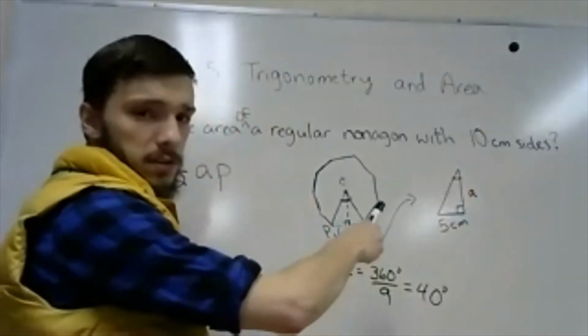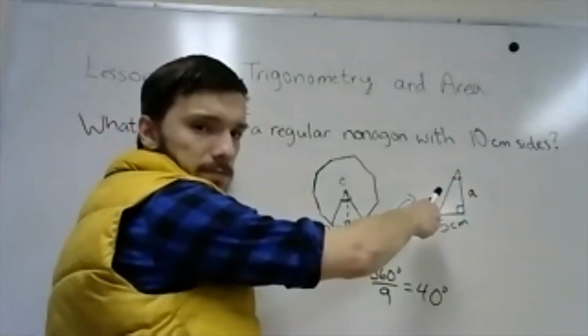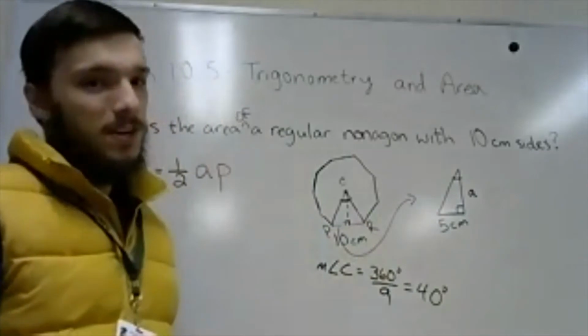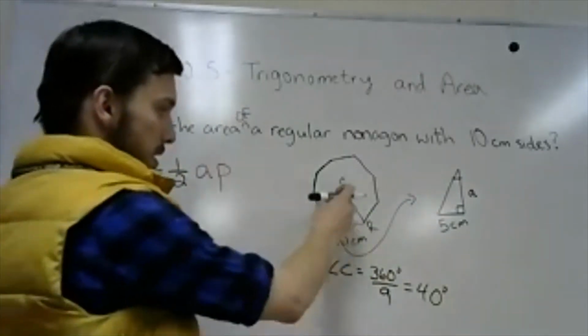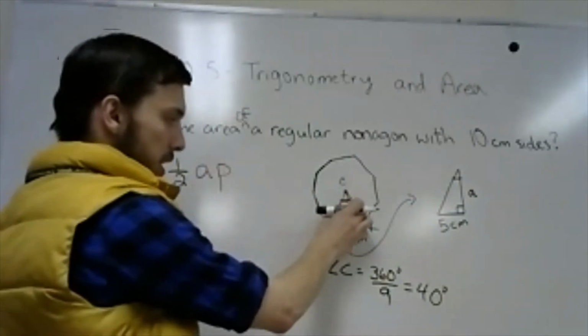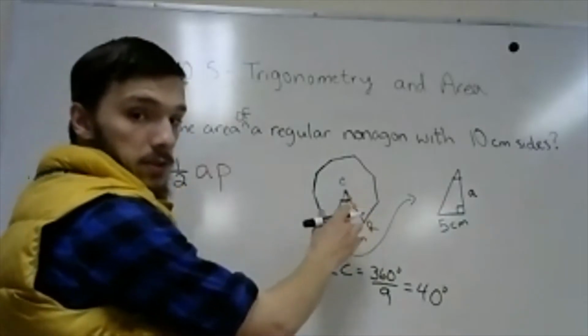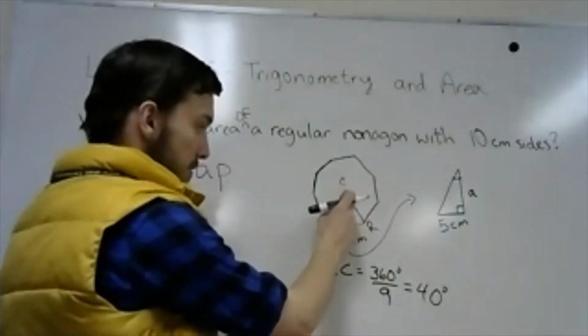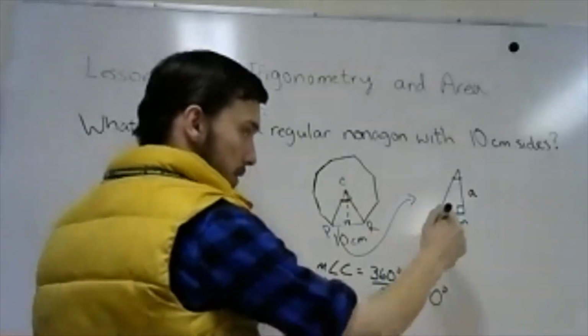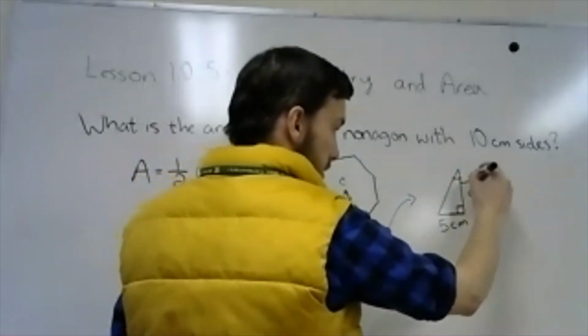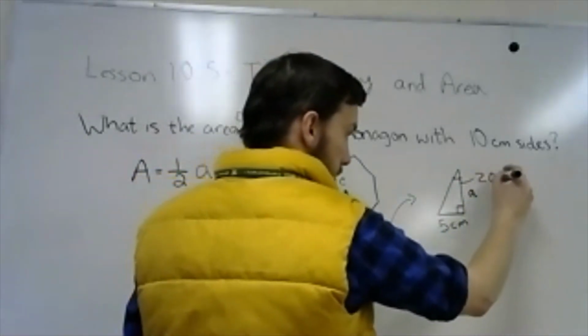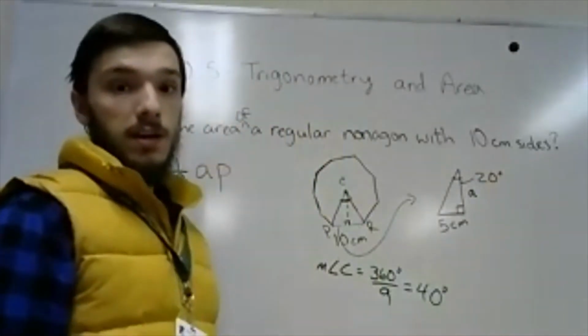Is that the measure of this angle? No, it's not, because our apothem here split this triangle in half. So now each half of this angle is going to be half of 40. So this angle right here is going to be 20 degrees.